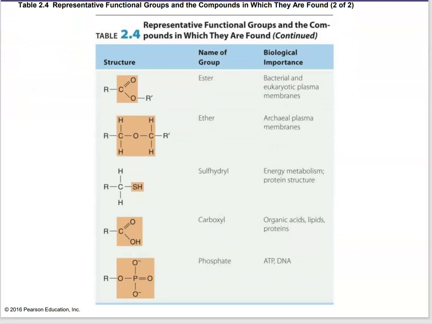Here would be an ester group. This one we won't be talking too much about, but if you're combining fatty acids to make dietary fats, then you need this ester group. An ether group is a C-O-C bond right here. Sulfhydryl, we see that in some amino acids. Carboxyl group, this one is important, you should remember that. That's the organic acid group, so C double bond O and then OH. And here is a phosphate group.